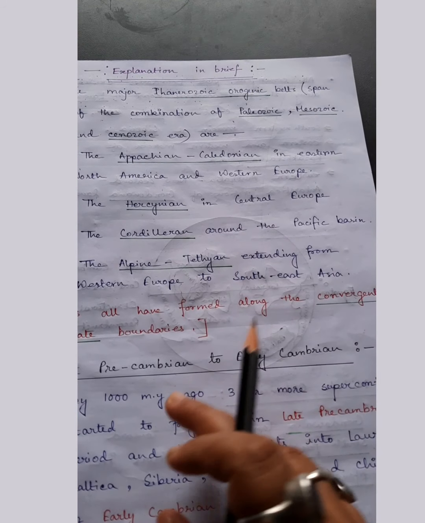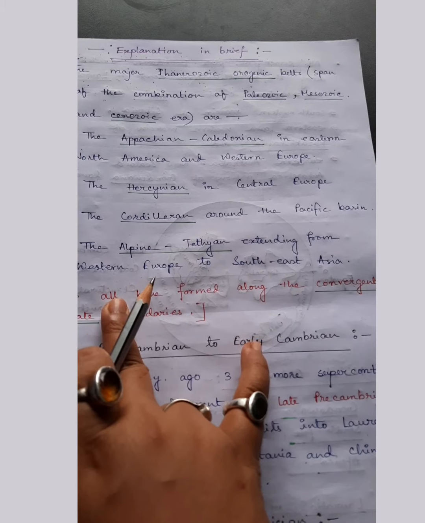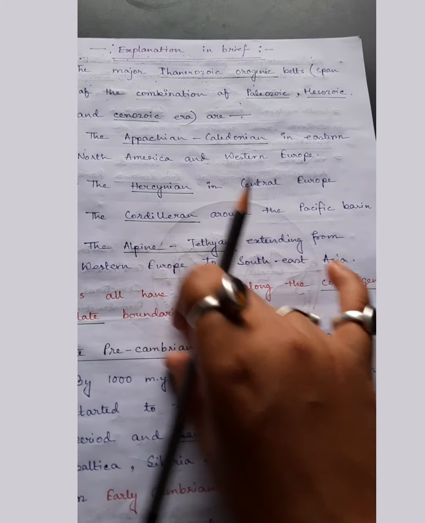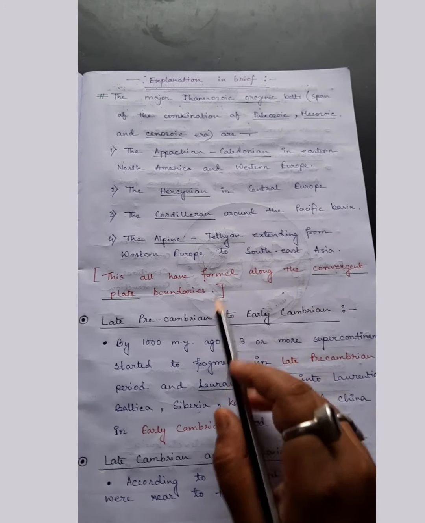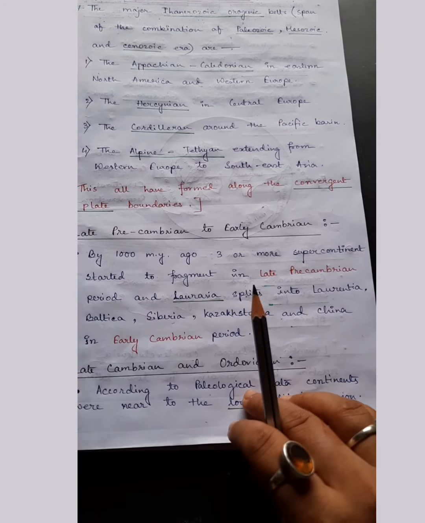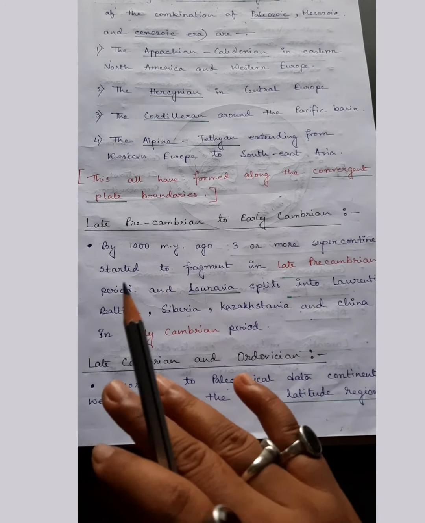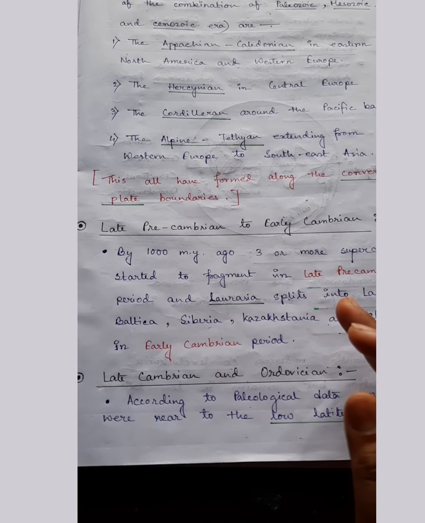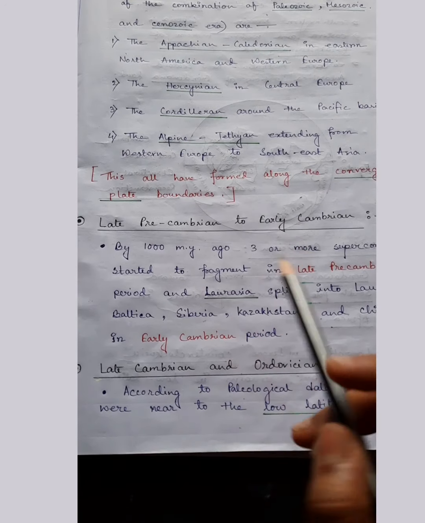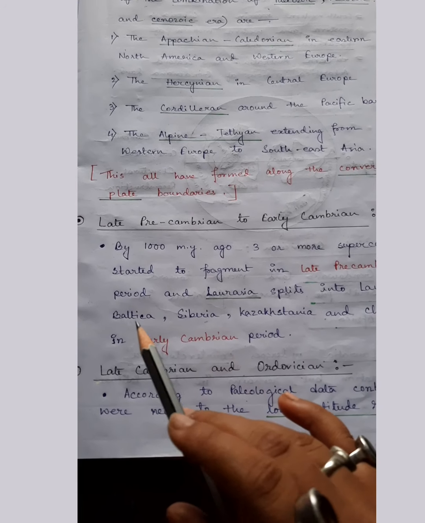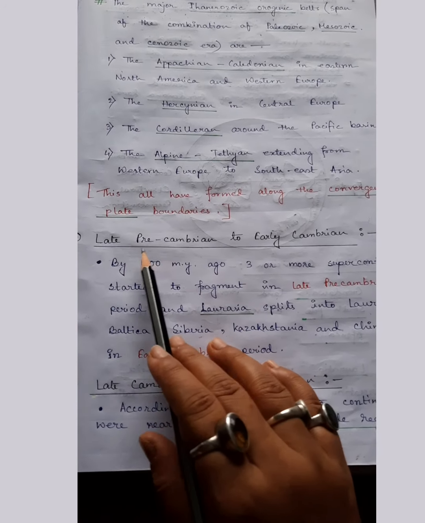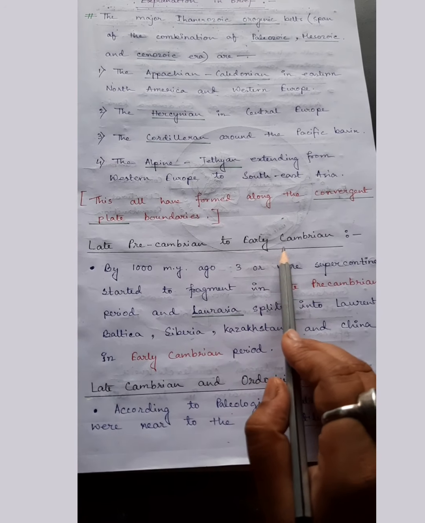And if we concentrate on Western Europe to Southeast Asia, that means the southern portion oblique from Western Europe to Southeast Asia, this is under the Alpine-Tethyan orogenic belt. And all these orogenic belts are under convergent plate boundaries. Now we will discuss the total continental changes, the formation of the continental plates according to the geological period. First, we will discuss the late Precambrian to early Cambrian.